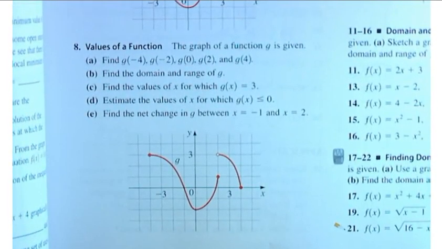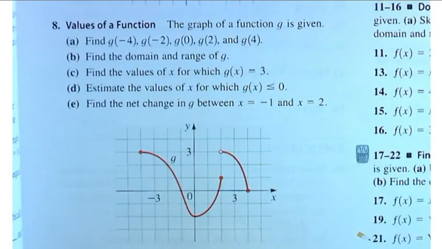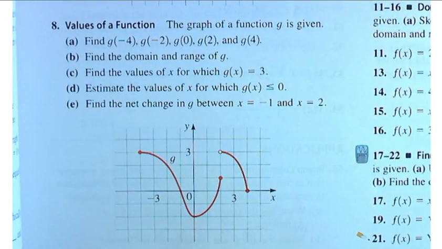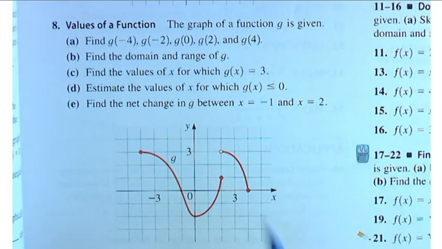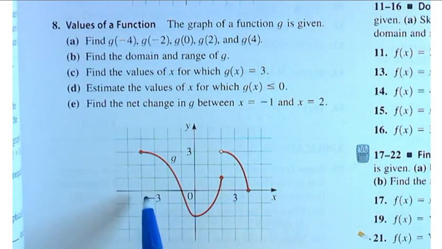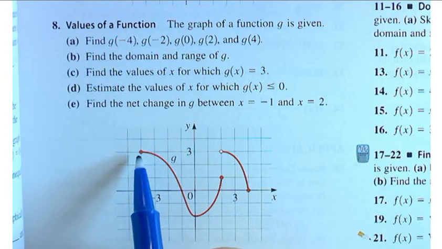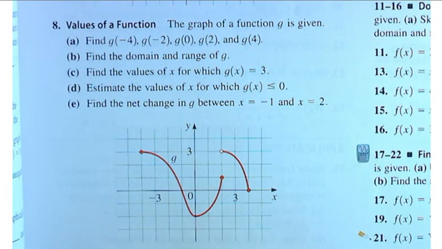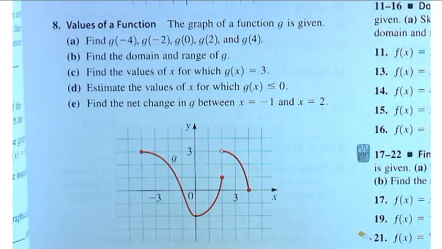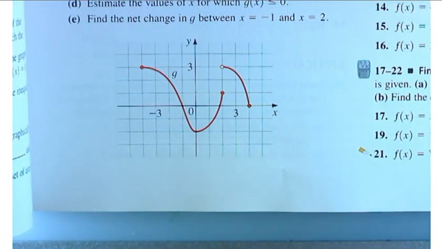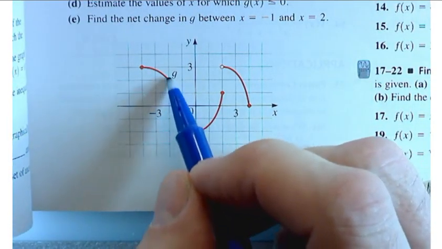So for instance, in part A, they're asking you to find g of negative 4. To find g of negative 4, what's your input into that function? Negative 4. So that's negative 4 for x. You go over to negative 4 on the x-axis, and you find that y equals 3. So g of negative 4 equals 3. How about g of negative 2? What would g of negative 2 equal? 2. Good. g of negative 2 is 2, up here at 2.